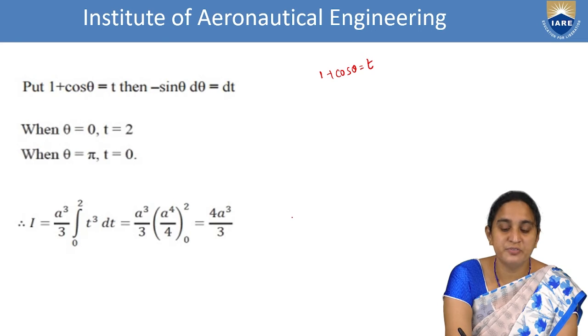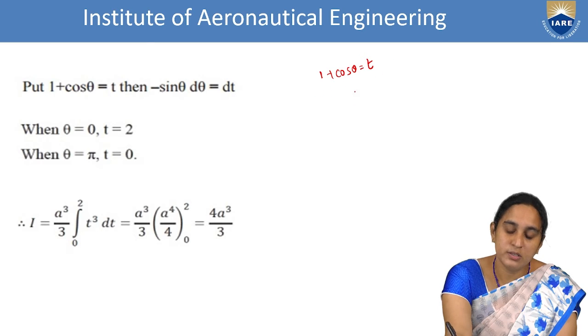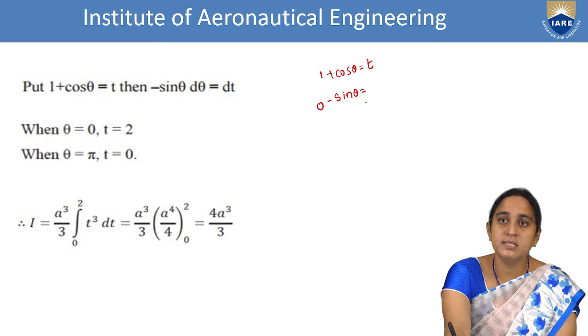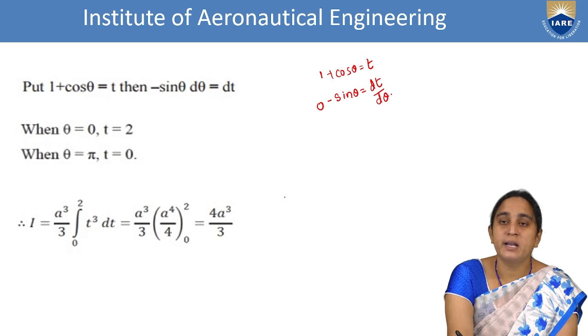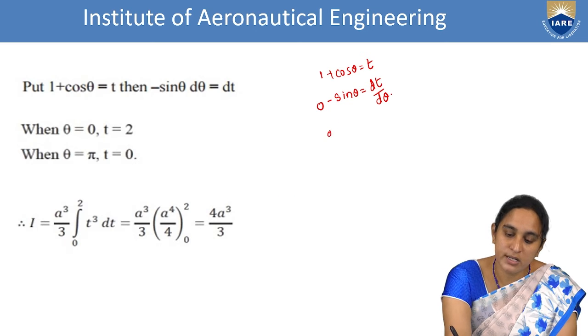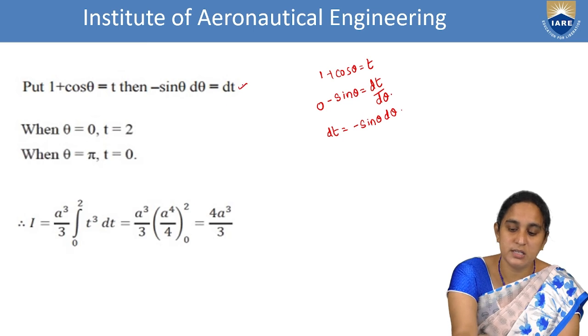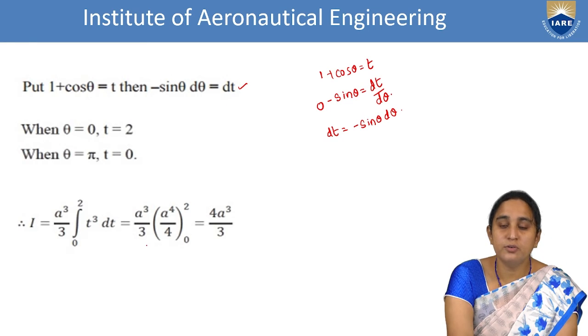Differentiating with respect to theta: the derivative of cos theta is minus sin theta, and the derivative of 1 is 0, so 0 minus sin theta equals dt by d theta. Therefore dt is equal to minus sin theta d theta.